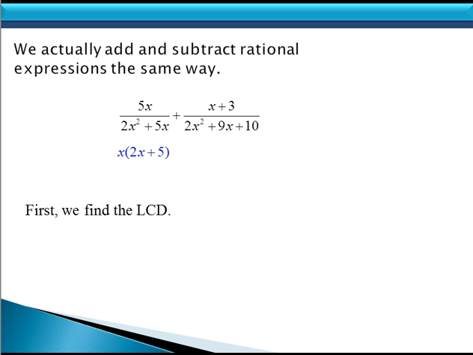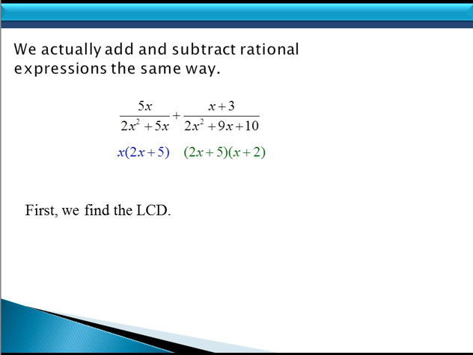So when you factor the first denominator, you should come up with factors of x and 2x plus 5. So again, that's by finding a greatest common factor of x that you can pull out. And then that is factored completely. And the second denominator, you should have gotten factors of 2x plus 5 and x plus 2.